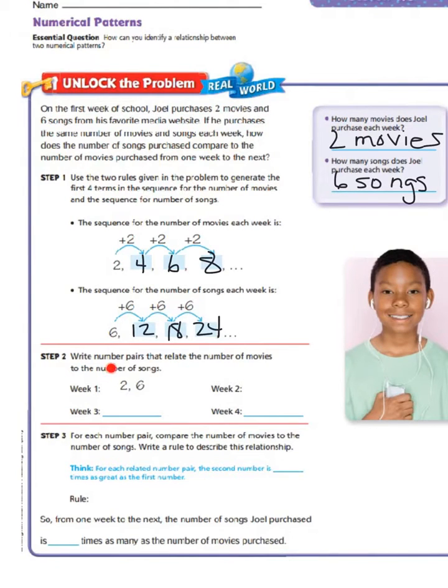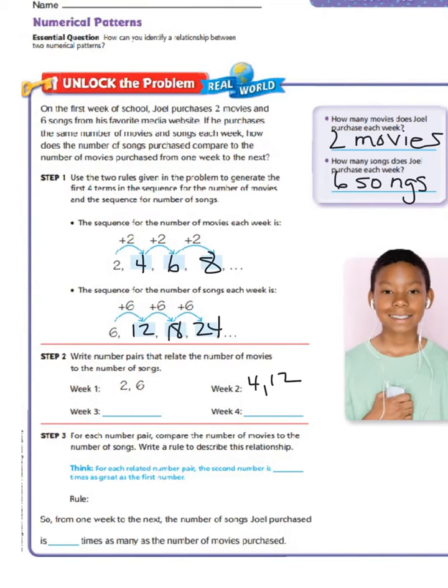It says write number pairs that relate the number of movies to the number of songs. So week 1, it would be 2 and 6 for 2 movies and 6 songs. So our number pair would be 2 and 6. So if we look at week 2, it would be movies for week 2, songs. So the number pair would be 4 and 12.